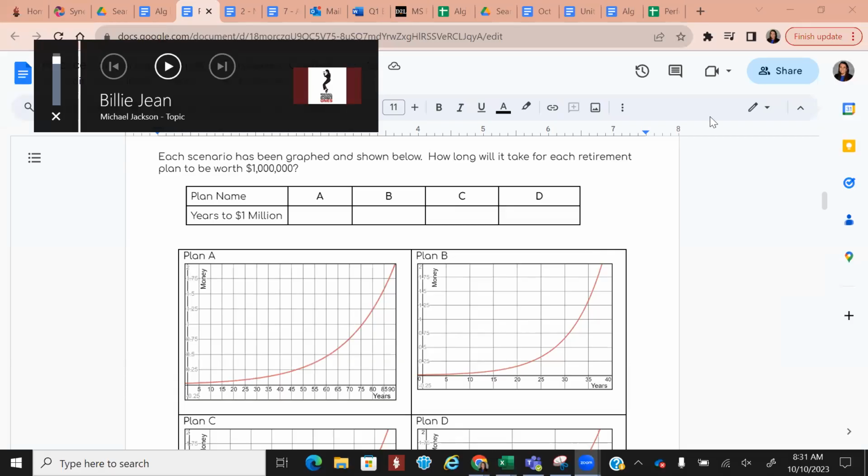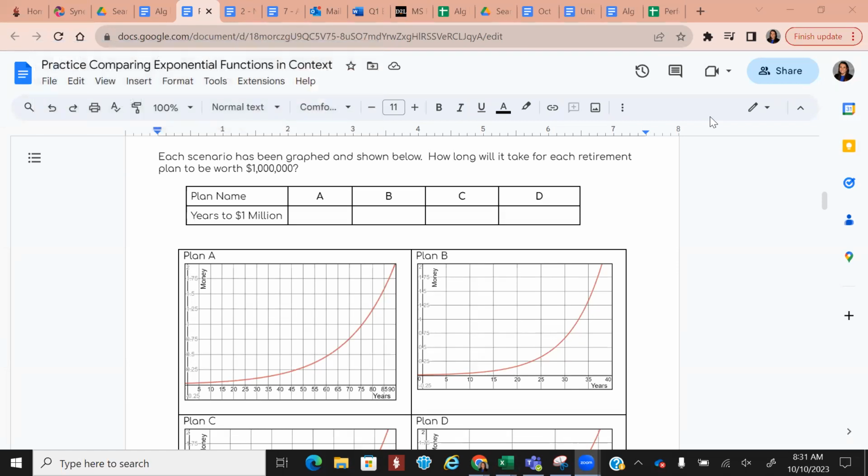Okay, so each scenario has been graphed and shown below. Okay, so it's done it for you. And we want to see how long it's going to take in order for us to make $1 million, right? Everybody wants to make $1 million at some point, right?